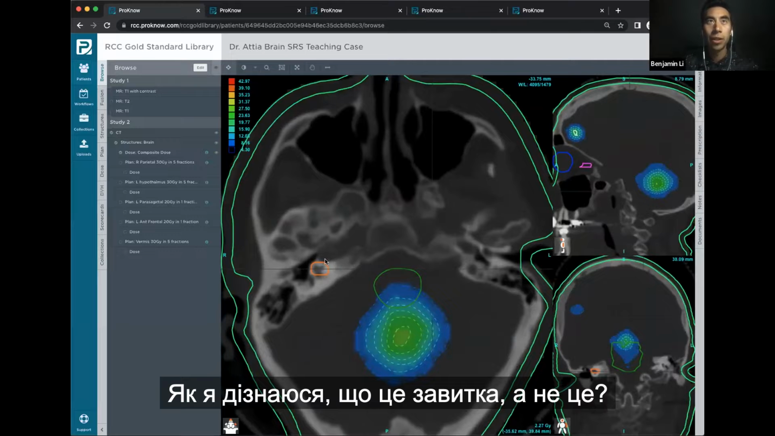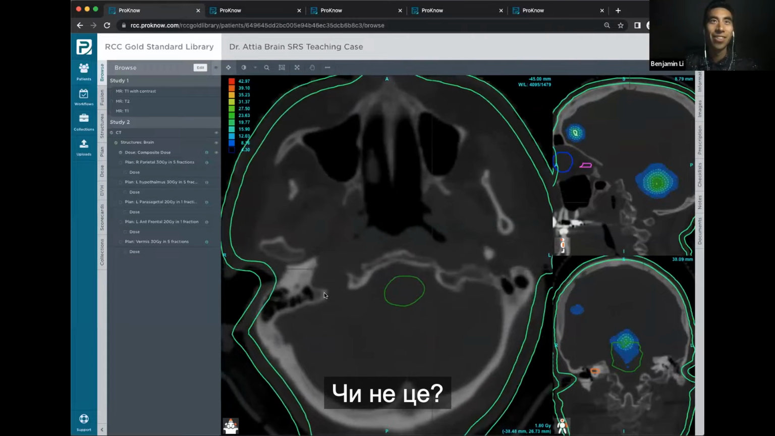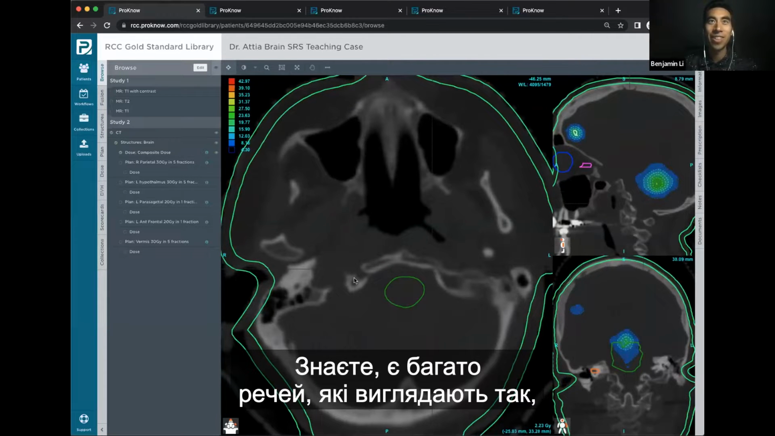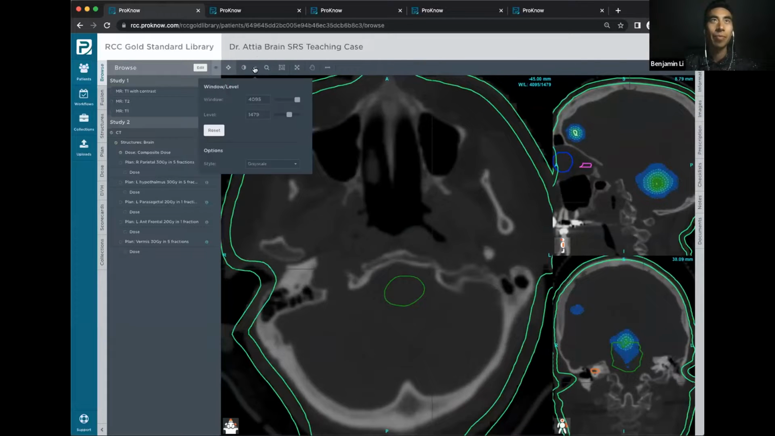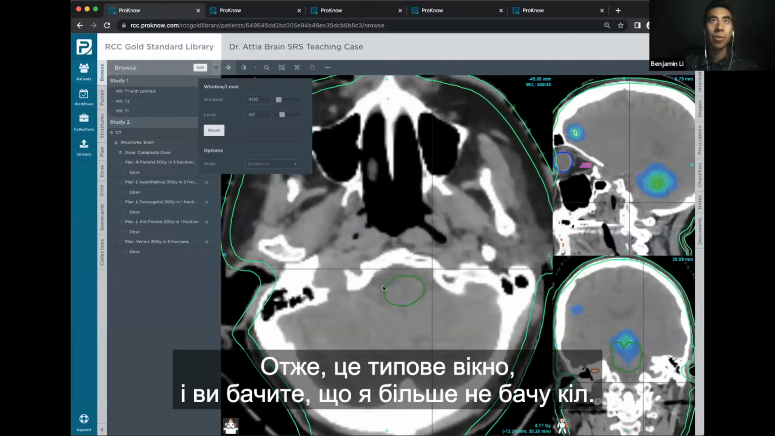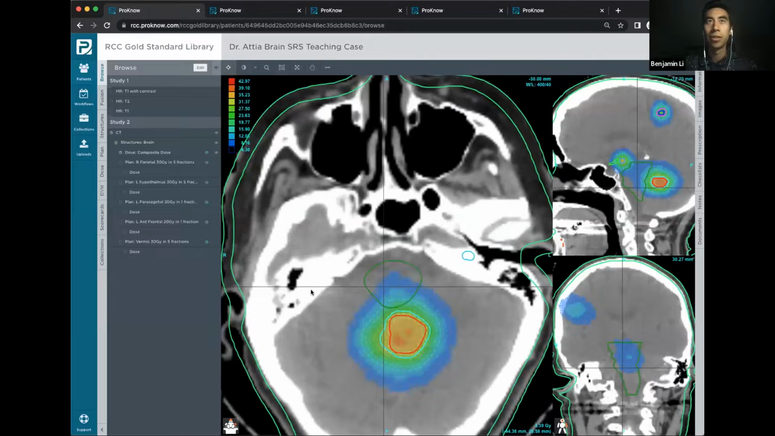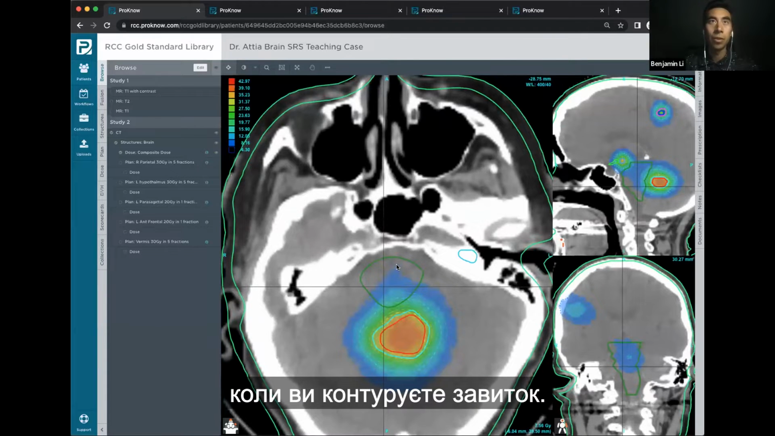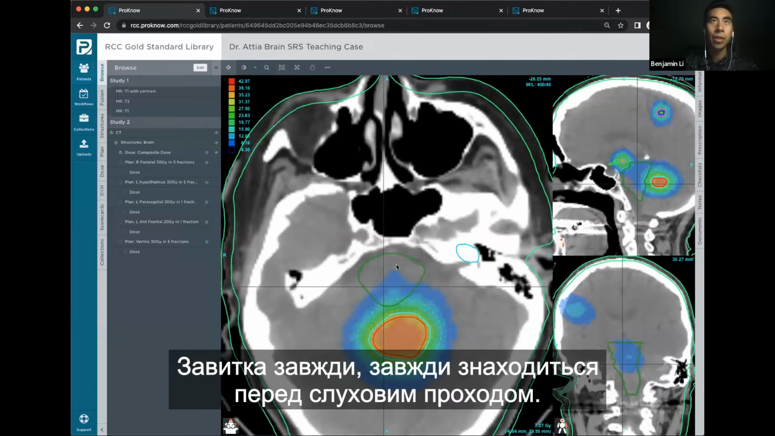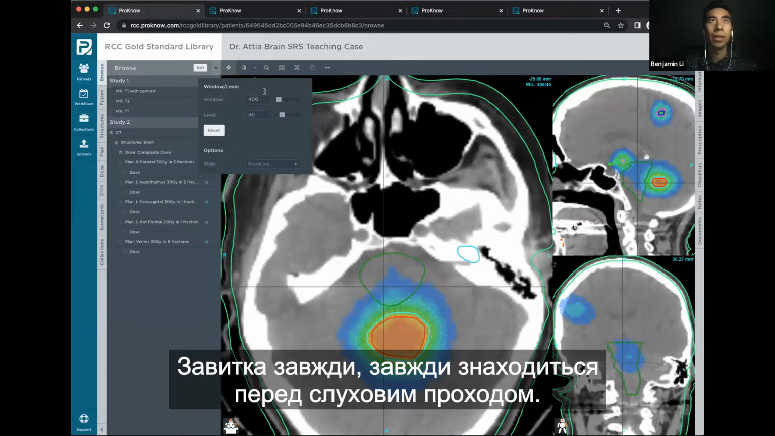How do I know that this is the cochlea and not this, or not this, or not this? There are a lot of things that could look like the cochlea. This is a typical window, and you see that I can't see the circles anymore. It's just white. So you always need to go to bone window when you contour the cochlea. The cochlea is always in front of the auditory canal.